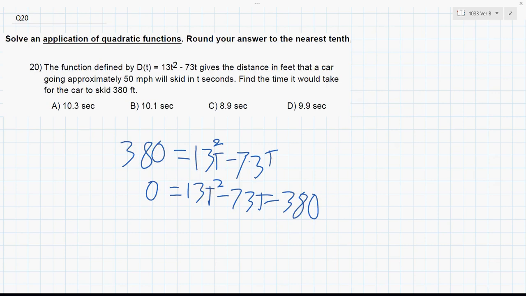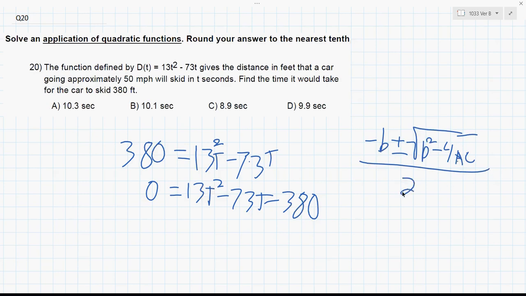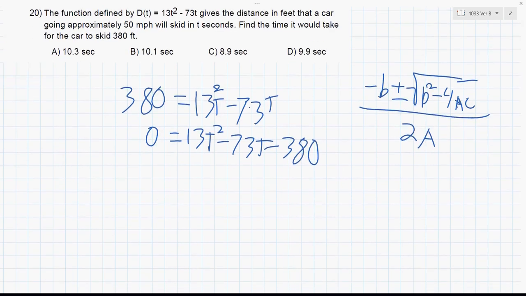So we will put it into the quadratic formula, which is negative b plus or minus the square root of b squared minus 4ac, all over 2a. And then once we do that, we would plug in each of the values, 13, 73, and 380. You can actually plug this into a calculator this way at this point.